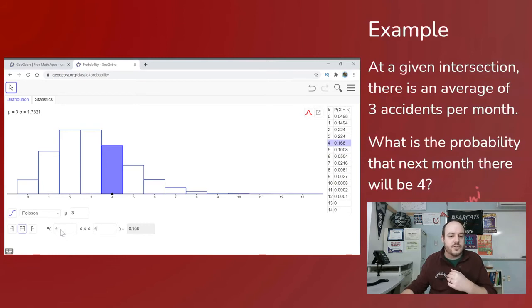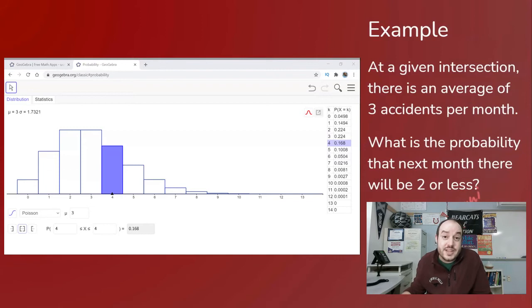And you can see it auto-filled those in for us, and it gives you the same answer right here that it did in the table. And it even highlights it in the graph for you so you can see it visually that we're just looking at the probability of getting 4 accidents in a month instead of considering all possibilities in this distribution.